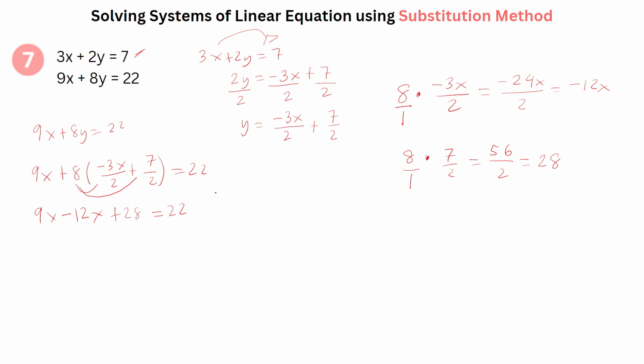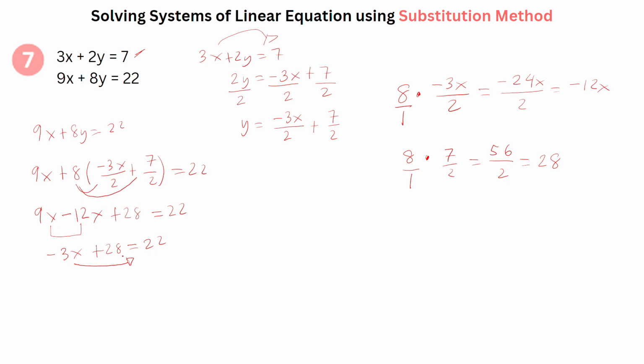Next one, what do we do? Just combine them. 9x and negative 12x, they both have the x, right? So we can combine them. What is 9x minus 12x? Of course, that's going to be negative 3x and then plus 28 is equal to 22. Actually, we can do a lot here, like transposing 28 to the other side, or we can also transpose the negative 3x to the right side. And I suggest we just transpose the negative 3x to the right side. Why? Because this is to make the x positive.